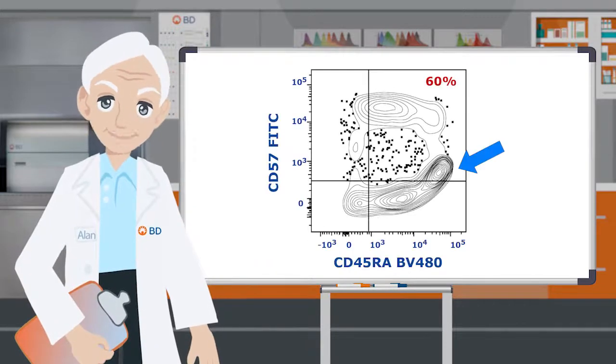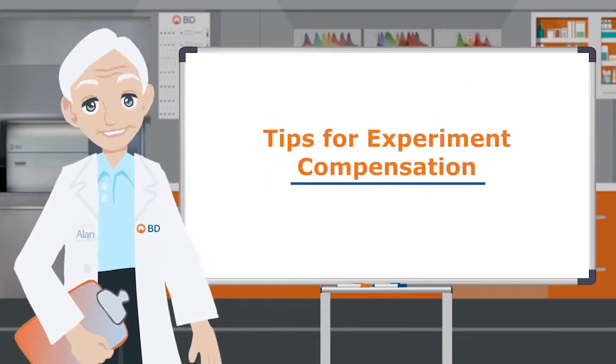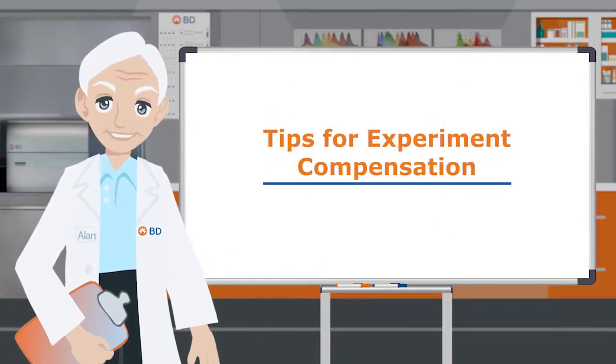Have you noticed that sometimes the compensation of your panel seems to be off? This is probably due to the controls that you used. Here are some tips to help you get the best compensation for your experiments.